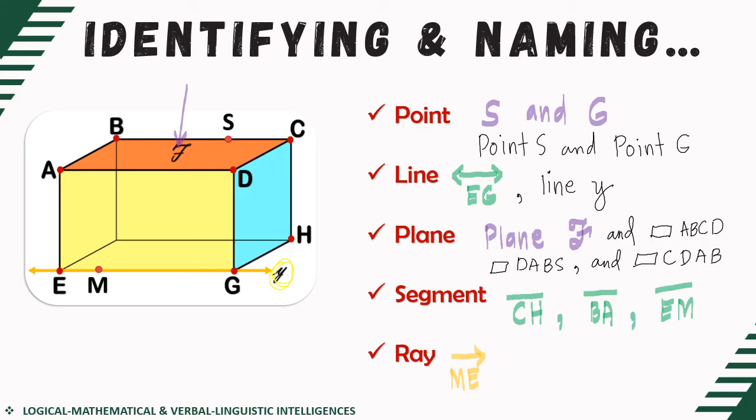Again, as mentioned a while ago, in naming a ray, we should always start with the endpoint. So ray ME, or another example, we can have ray MG. There, so ray MG. So take note, in naming a ray, we use two capital letters, not cursive, and you should always start with the endpoint.